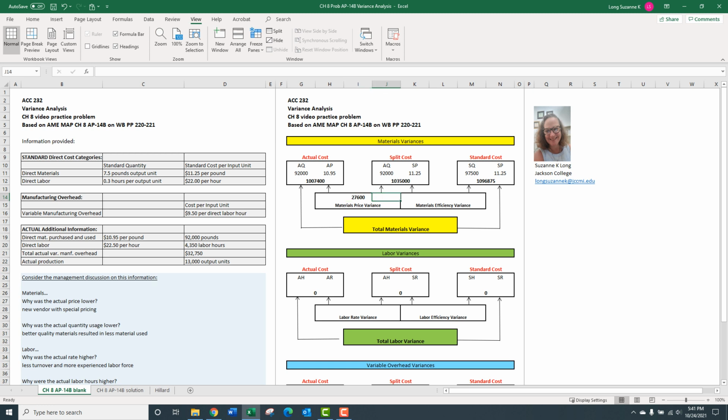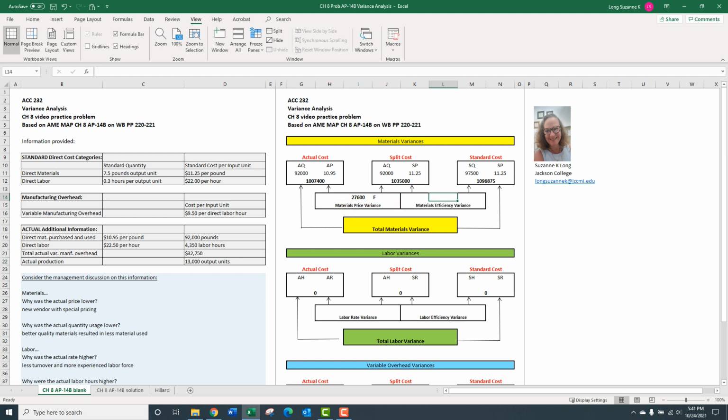And then I have to say, is it favorable or unfavorable? So if I compare these two boxes, the 92,000 is the same. The one that was different was that price number, right? We actually spent less than we were planning on, so that's a favorable difference. So that's the materials price variance.